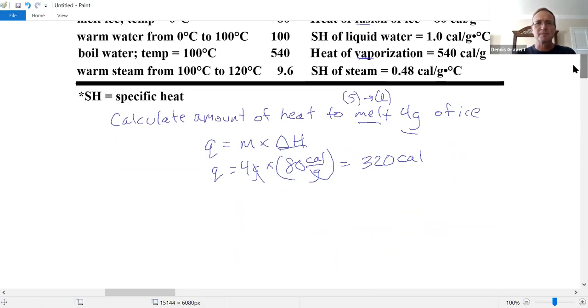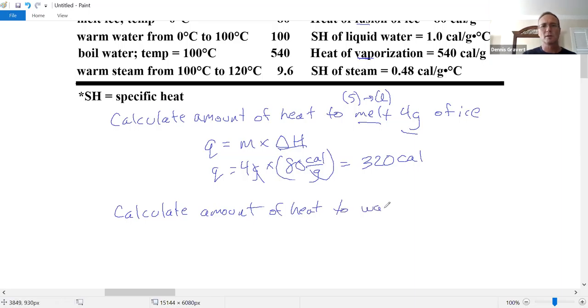All right, let's do two more. Calculate the amount of heat to warm water. Let's say it's at room temperature, 20 degrees. Let's use our mouth to warm it up. Let's heat it up from 20 degrees to body temperature, which in Celsius is around 37 degrees Celsius. Room temperature, it's kind of a cold room, 20 degrees, maybe tap water. Calculate the amount of heat to warm 7 grams of water from 20 degrees up to 37.